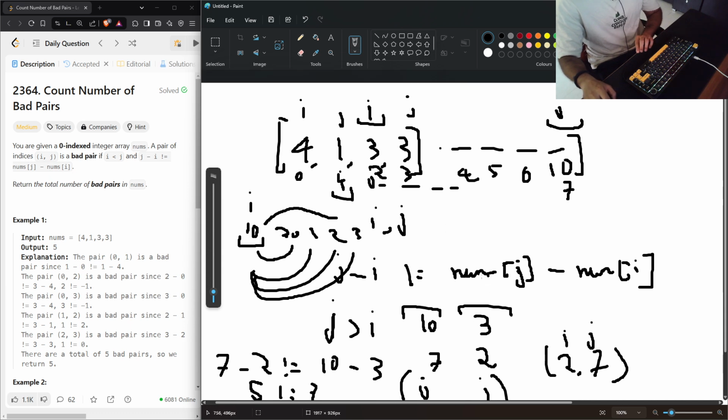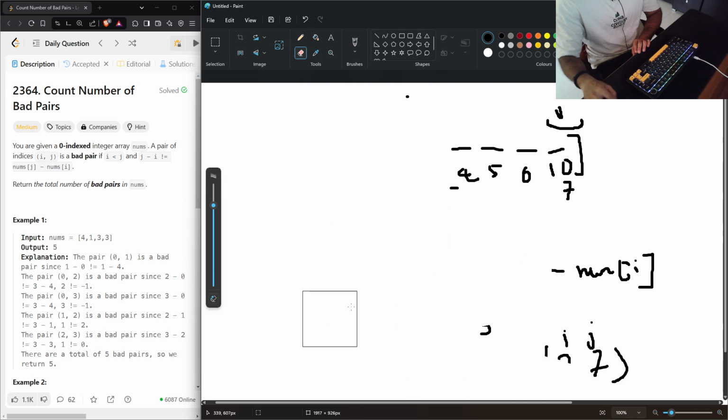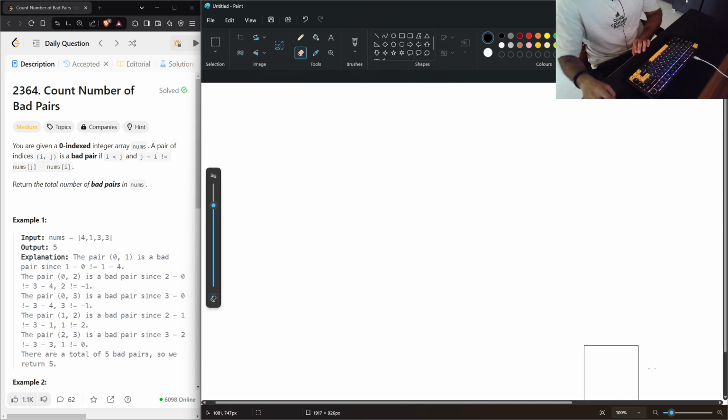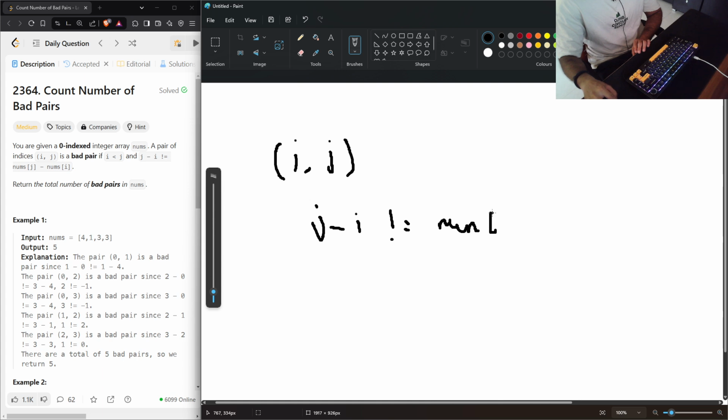Now let's try to understand this equation from a maths perspective. I'm going to write this equation down and see how we can modify it to help us better solve this problem. They have clearly mentioned that a pair of i and j is called a bad pair if j minus i is not equal to nums[j] minus nums[i].